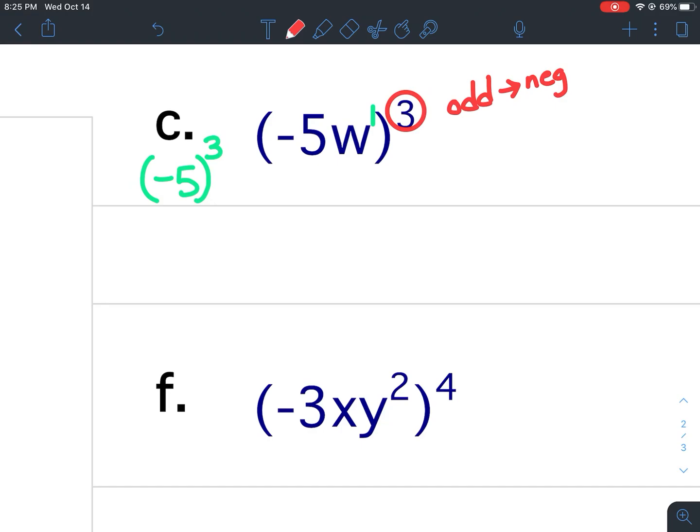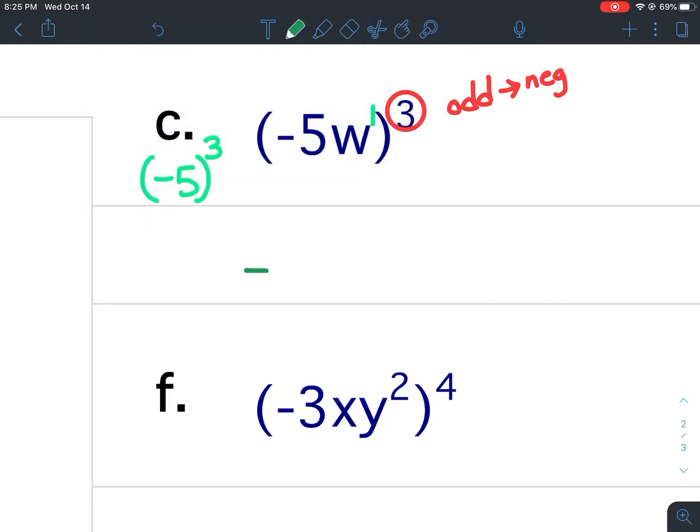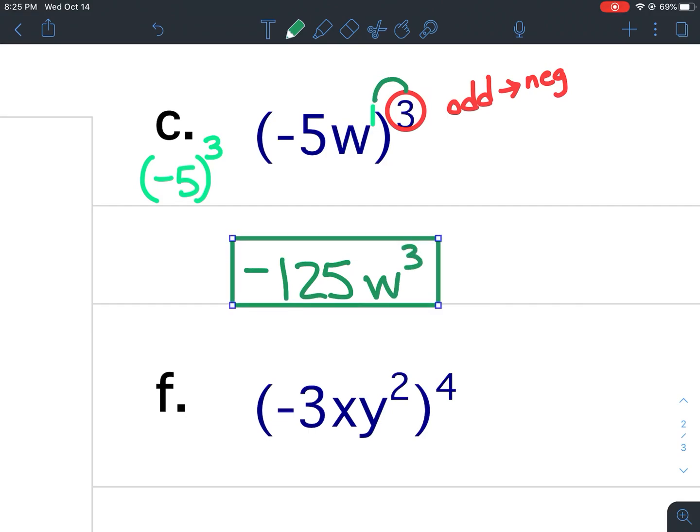So I would have -125, and then the 3 times 1 would give me w to the 3rd. I knew it was going to be negative because the base was a negative number and the exponent was odd.